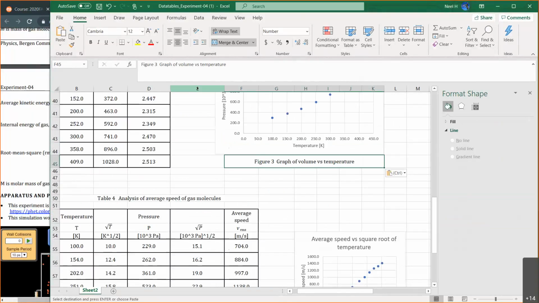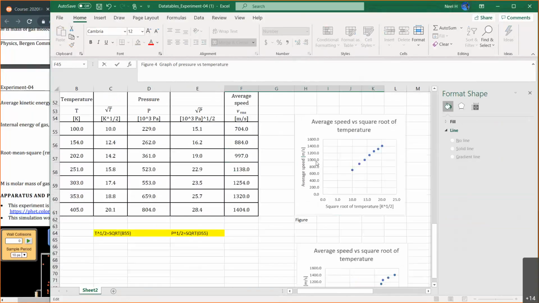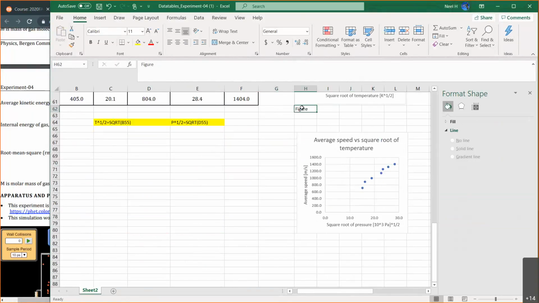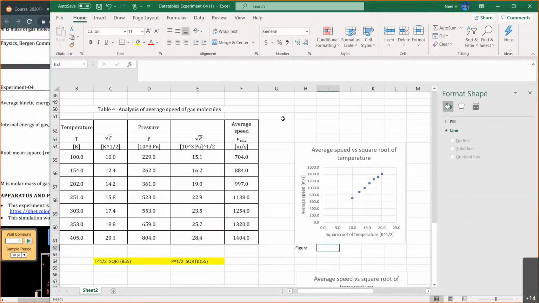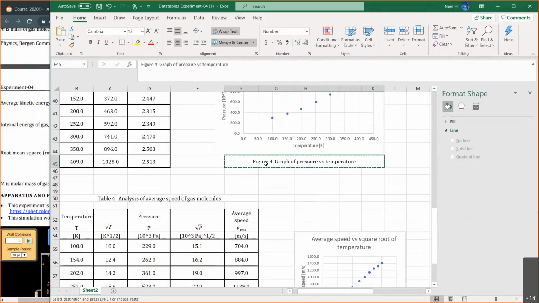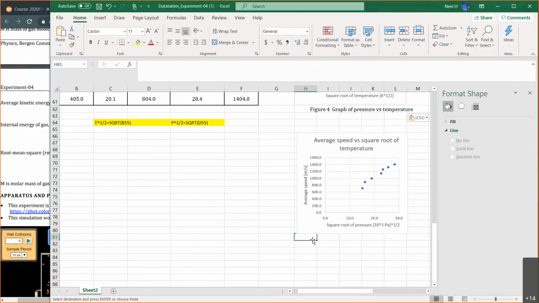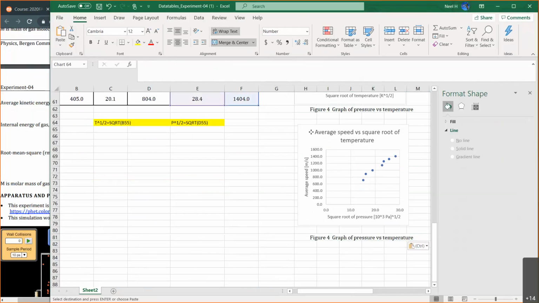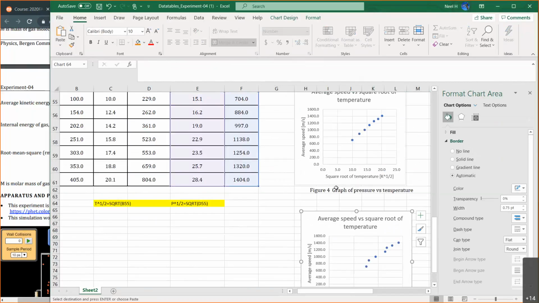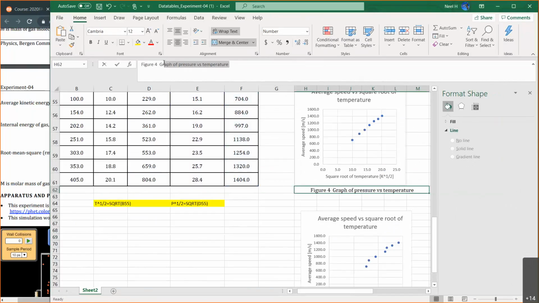This is the fourth graph. Earlier we had the pressure versus temperature. Pressure versus temperature. Now we have a new graph here. This will be now... You have to name it properly. I'm not going to name these two, but you have to name those properly for your report purposes. I'm going to leave it empty.